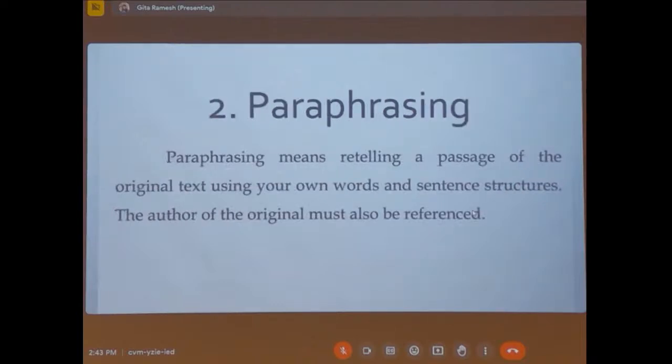Paraphrasing. Paraphrasing means you are taking the extract and retelling a passage of that original text in your own words and sentence structure. Then it is known as paraphrasing, but you are acknowledging the author of the original text. That is why again you have to cite a reference. This is the second method of citing a reference, that is paraphrasing.